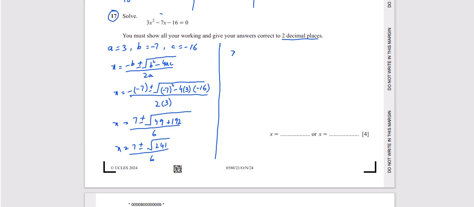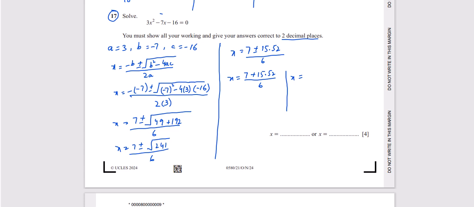So x is equal to 7 plus minus the square root of 241, that is equal to 15.52, divided by 6. So x is equal to 7 plus 15.52 divided by 6. Here we put only positive values, and we separate the negative values.